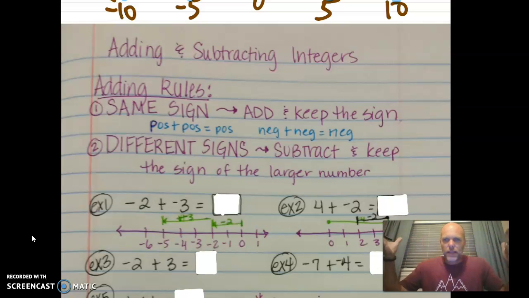Okay, and then if they are different signs, like the one that we just did down below, whichever one has the biggest absolute value, whichever is the one furthest from 0, like we did on the page before, that's going to be the sign.